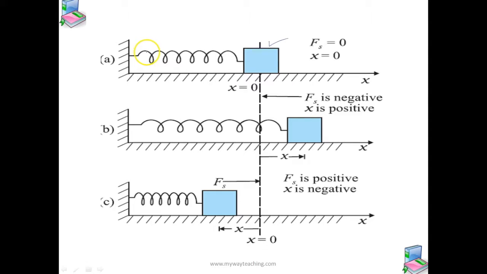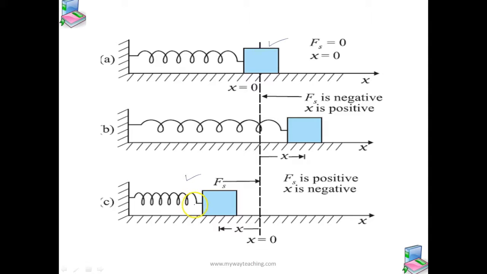So in an ideal spring, the spring force Fs is proportional to x, where x is the displacement of this block from the equilibrium position. The displacement could be positive or negative. You can see here from the equilibrium position in figure B, the displacement is positive, and in the third case, the displacement is negative, isn't it?